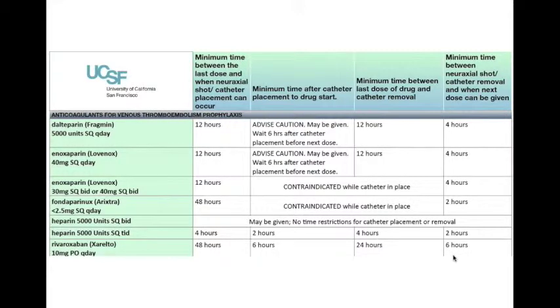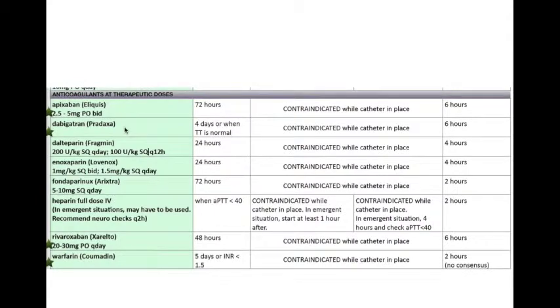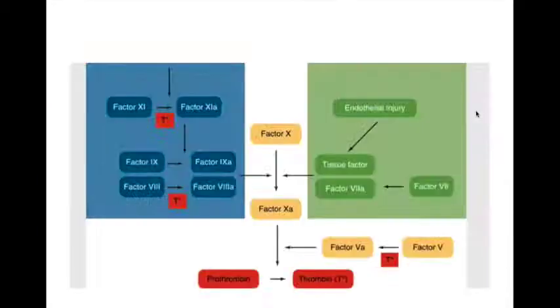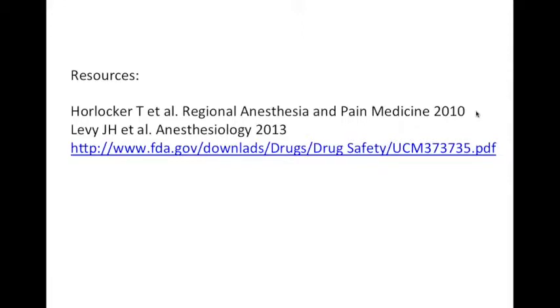The minimum time between the catheter removal and when the dose can be given is given over here in this column. Same thing on therapeutic doses, the same information: how long we should discontinue it, and how long we have to wait after removal of the catheter to start the drug again. And these are some resources to look at.